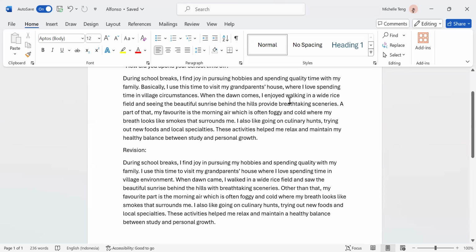Instead of saying "I enjoyed" in the past tense, I think it's better to say "I enjoy" because it's present. You're talking about something that you enjoy, which is a fact, and when you're stating a fact, we should not use the past tense. And "when the dawn comes" is present, so it's a little bit inconsistent with "enjoyed." So I just changed that to "when dawn came," which is a past tense.